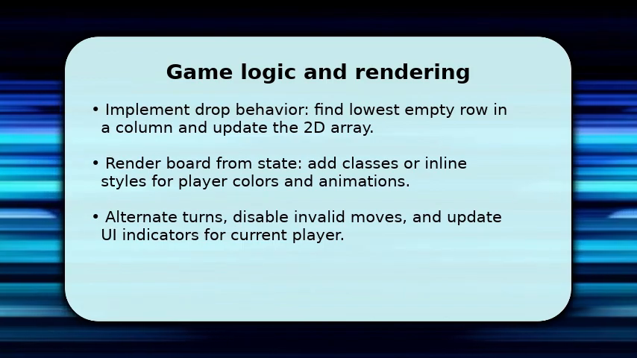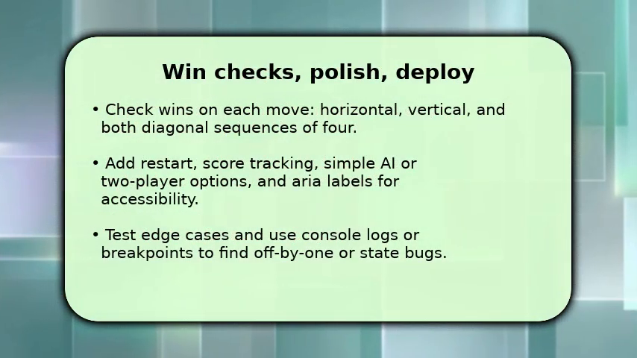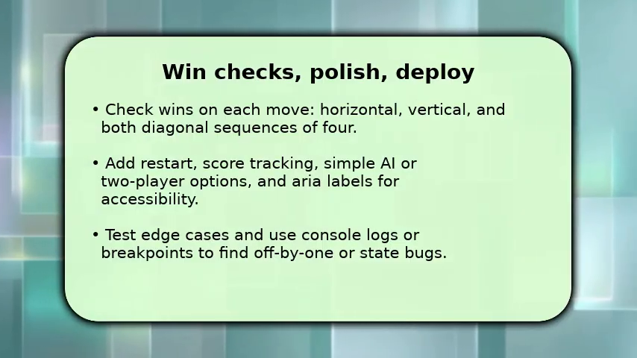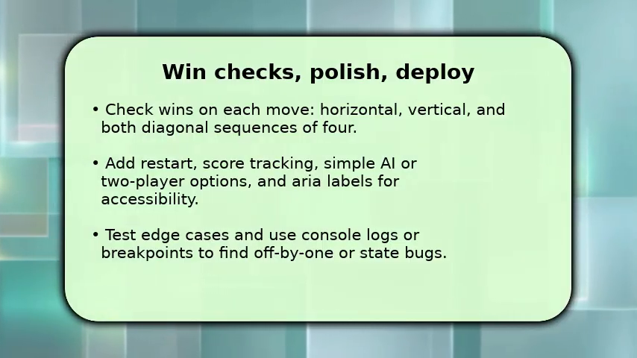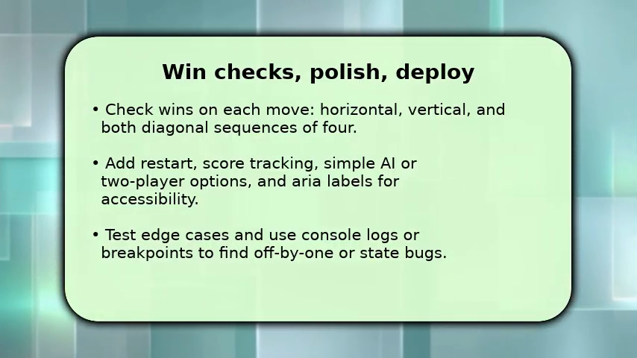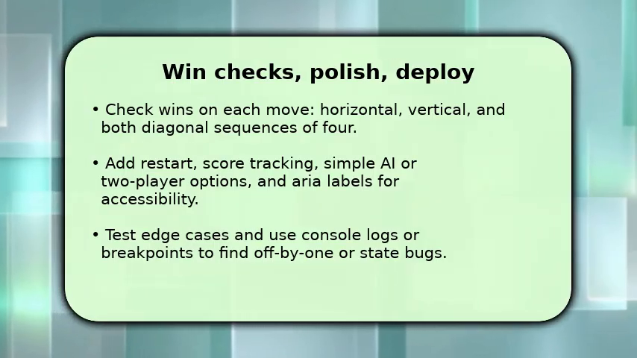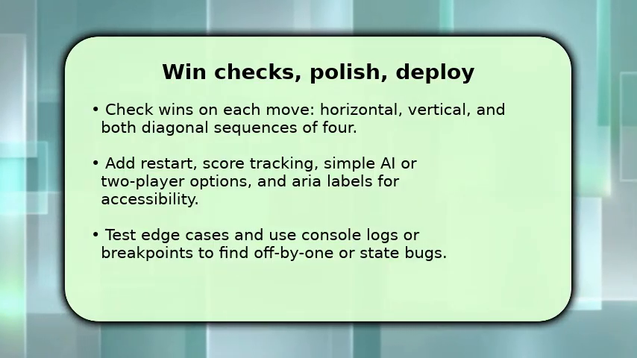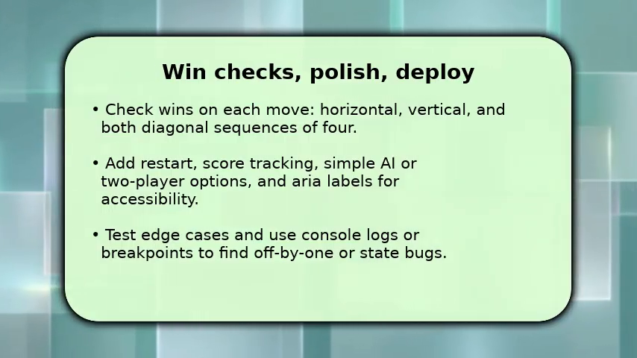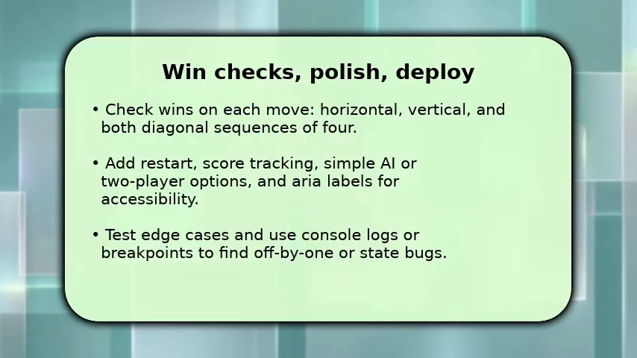You finish by validating each move for a win. Scan for four in a row horizontally, vertically, and on both diagonals after placing a token and declare the winner or draw. Then add UI polish, restart button, score persistence, small animations, sound feedback, and accessibility attributes so keyboard users can play. Finally deploy by bundling static files or hosting on any static site.